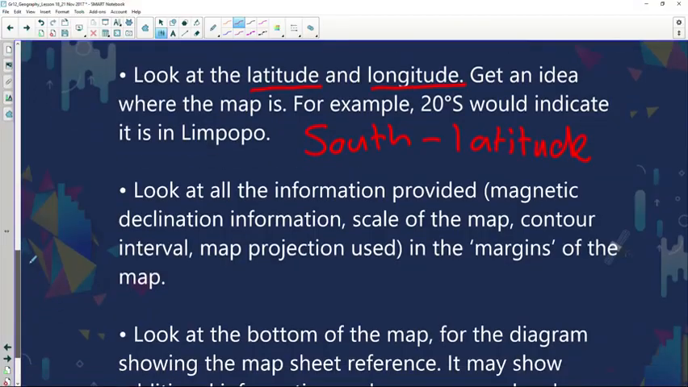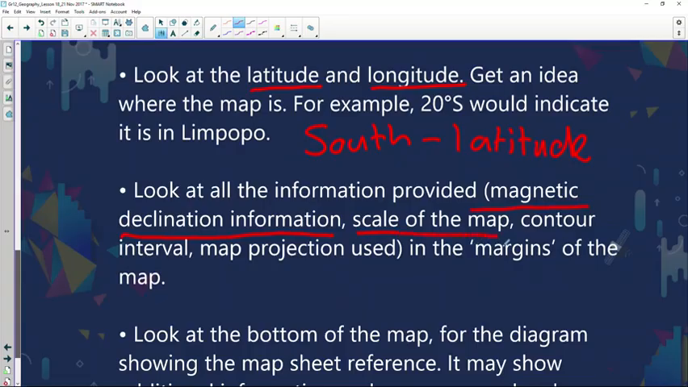If we continue looking at some clues, information is also provided. For instance, the magnetic declination information. You're going to need this information to be able to calculate magnetic declination, and we will discuss this in the next episode. And then there's a scale on the map. That's a 1 to 50,000 on the topographical map, and a 1 to 10,000 on the orthophoto map. And there are contour intervals that show us the height on the actual map.